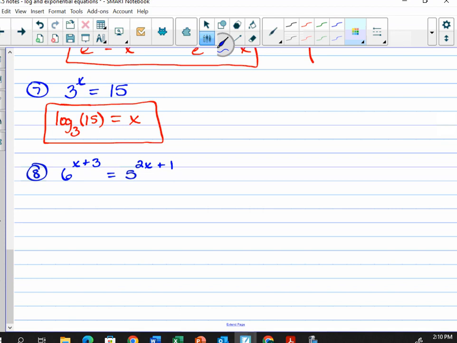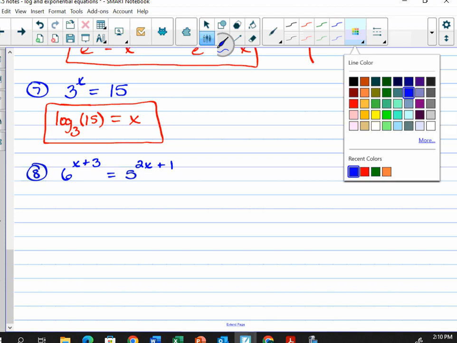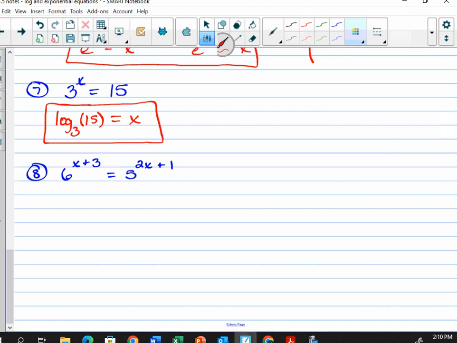All right, guys, 6 to the x plus 3 equals 5 to the 2x plus 1. All right, up here, guys. This one, it's just tedious. It's not actually that hard, but it is tedious.